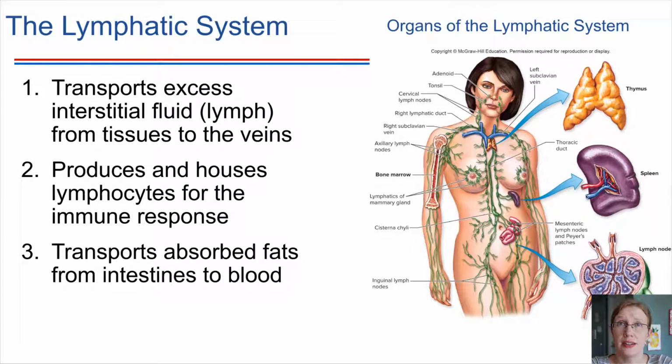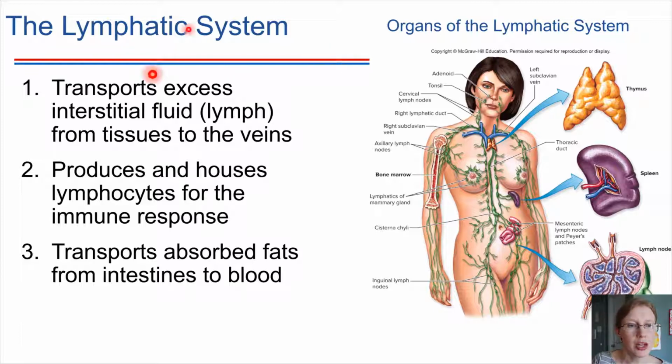The lymphatic system. The circulatory system of the body consists of two systems. The cardiovascular system, which is the heart, blood vessels, and blood, and then the lymphatic system. And put together, these two make up what's called the overall circulatory system of the body. So the lymphatic system, we just are going to mention a couple of things about it right now.